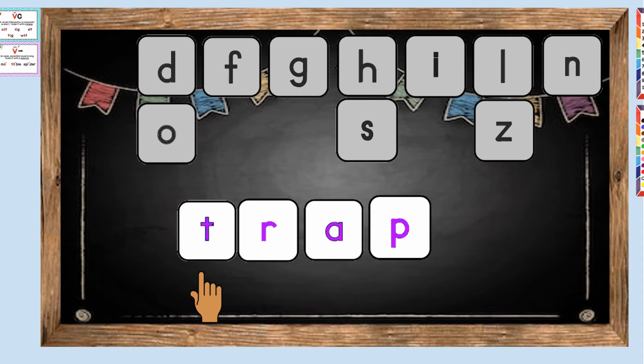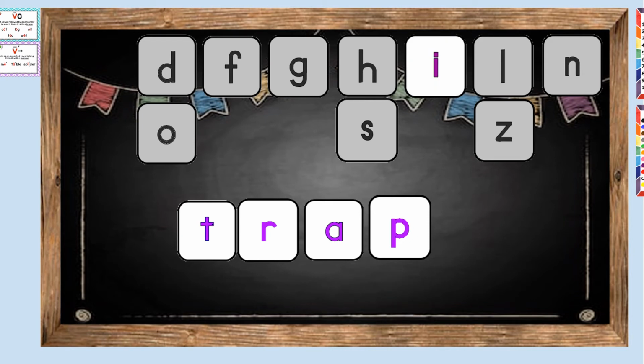Let's do it again, a little faster. Trap. Don't forget about that blend at the beginning of the word. A little faster. Trap. Trap.